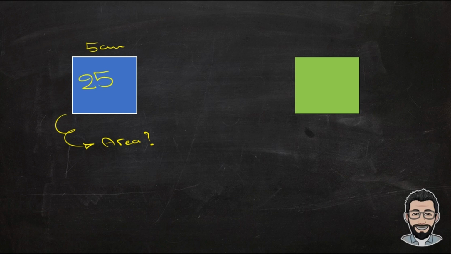Excellent, it's going to be 25 centimeters squared. Why? Because the area of any square equals side power 2, or side times itself. Okay, and here if I give you, for example, 49 centimeters squared, the area of the square, can you find the side length? It's going to be what?